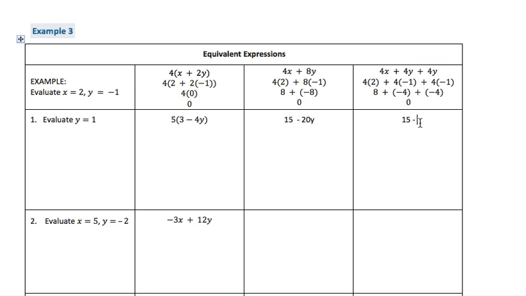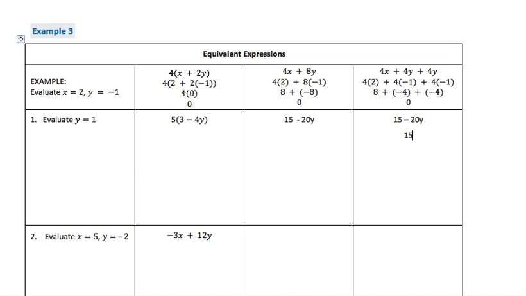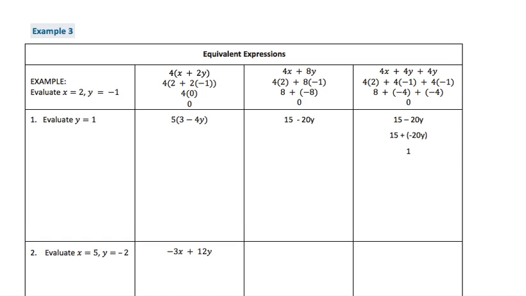15 minus 20y is actually 15. Let's change this to addition, just like we've done in the past. 15 plus -20y. And that will help us to rewrite the expression, because now we can see that this is -20 times y. And if we want to split that apart, we have to have -10y and -10y.